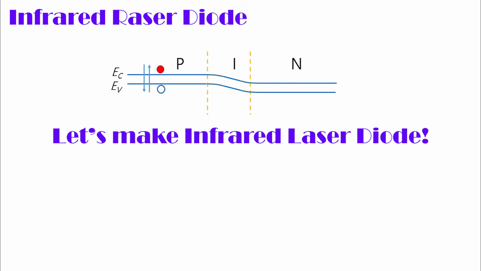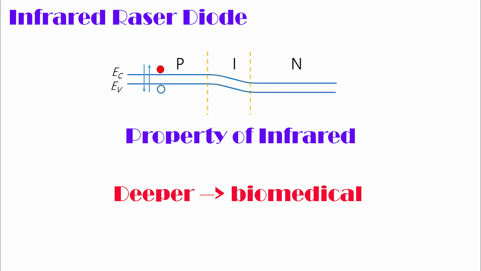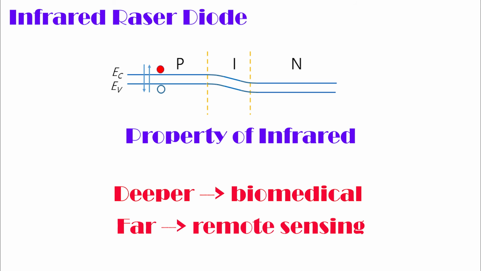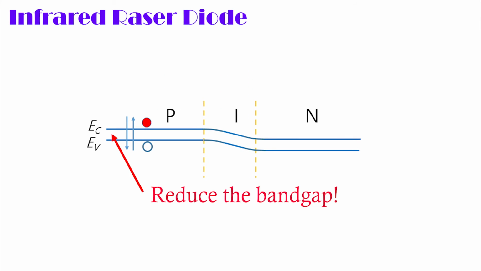Okay, from now on, we are going to make an infrared laser diode using a pin diode. Then why suddenly infrared? As you know, infrared light is light with long wavelength, and this property is quite useful. For example, the infrared goes deeper, so we can use it in the biomedical region, and the infrared also goes far, so we can use it in remote sensing. Then how to make it? It's easy. Just reduce the band gap.